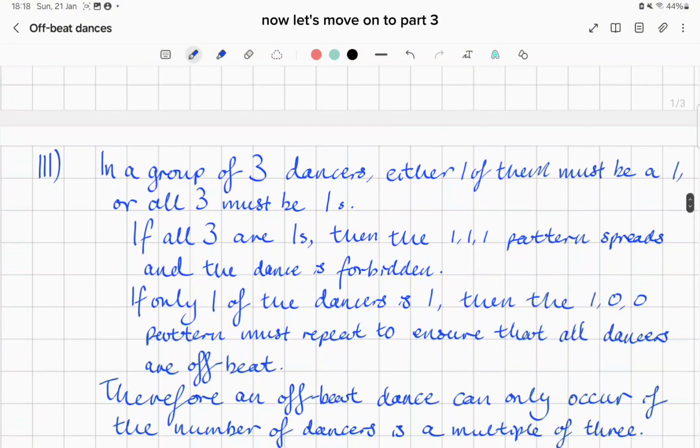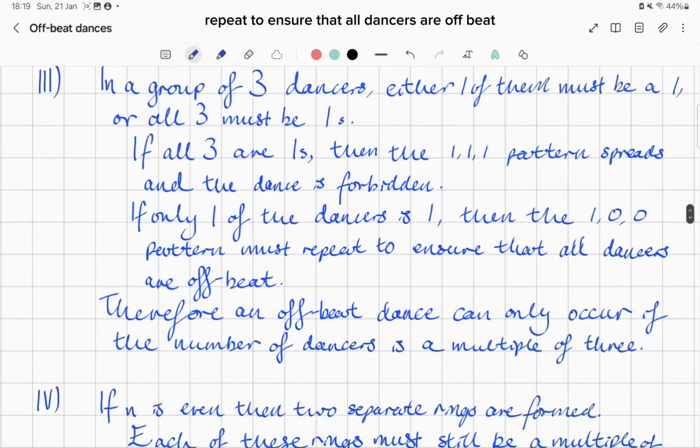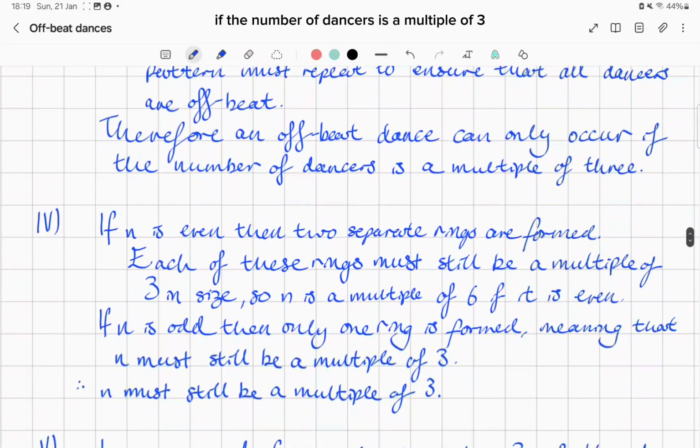Now let's move on to part 3. In a group of 3 dancers, either one of them must be a 1, or all 3 of them must be 1s. If all 3 are 1s, then the 1-1-1 pattern spreads, as in the example above, and the dance is forbidden. If only one of the dancers is 1, then the 1-0-0 pattern must repeat to ensure that all dancers are offbeat. Therefore, an offbeat dance can only occur if the number of dancers is a multiple of 3.